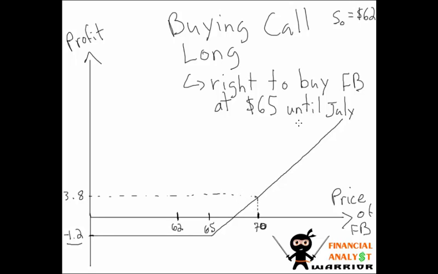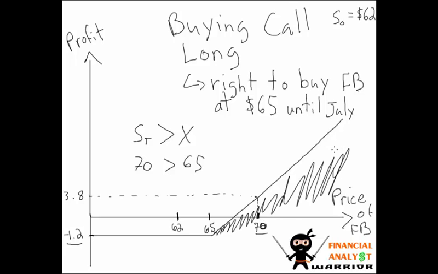You don't have to exercise. You exercise only if you're in the money. What in the money means is the stock price at time T is higher than the exercise price. In this case, if it's $70, well, $70 is higher than the exercise price of 65. Therefore, you're in the money. So all this zone here, that's the money zone. You're in the money here.